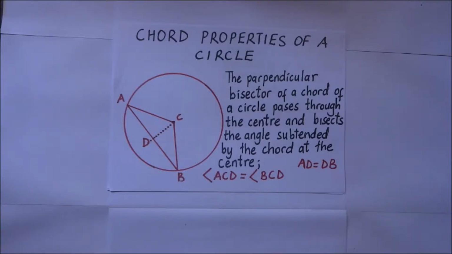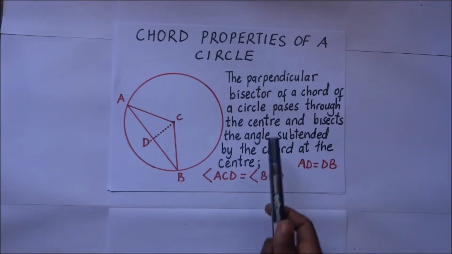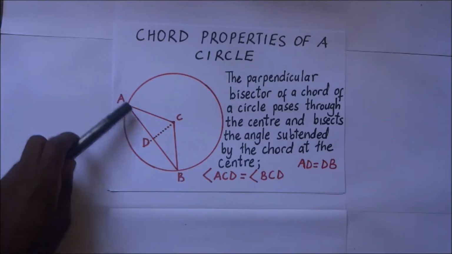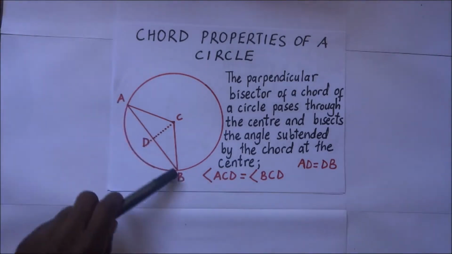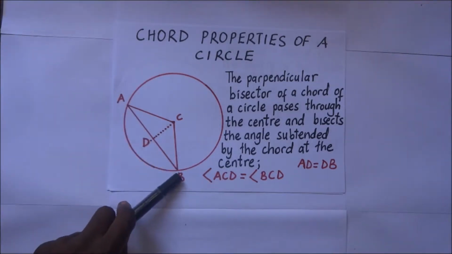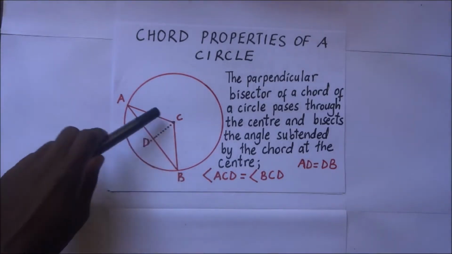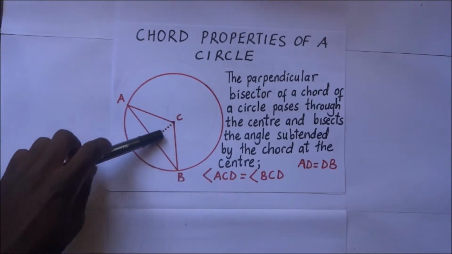We'll look at the first property of a chord. Looking at this, we are saying that the perpendicular bisector of a chord of a circle passes through the center and bisects the angle subtended by the chord at the center. We have a chord AB. So the perpendicular bisector of this chord will pass through the center. And this is the perpendicular bisector we are talking about.